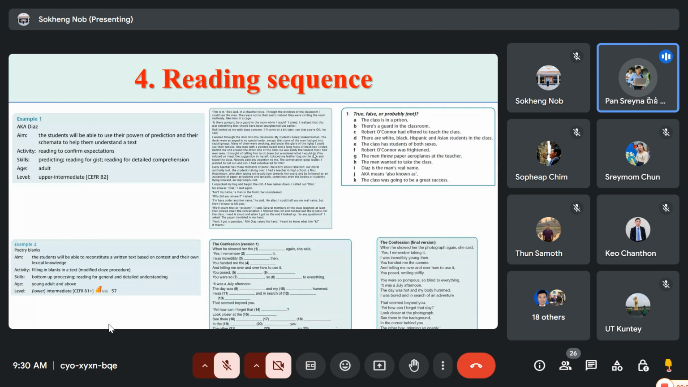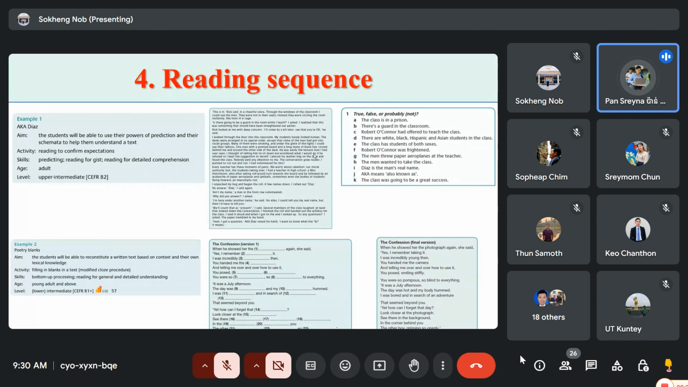This is about the activity, and at the end we have a true and false activity to check comprehension of what the reading means. And exercise number two is kind of like filling in the blank. This activity is suitable for a large class if you prefer.